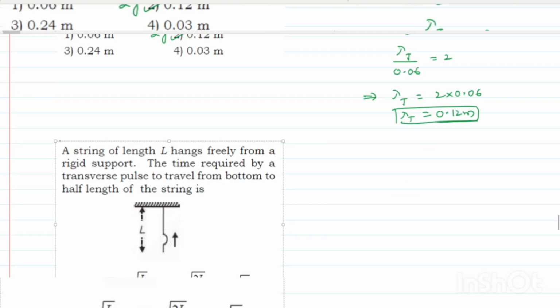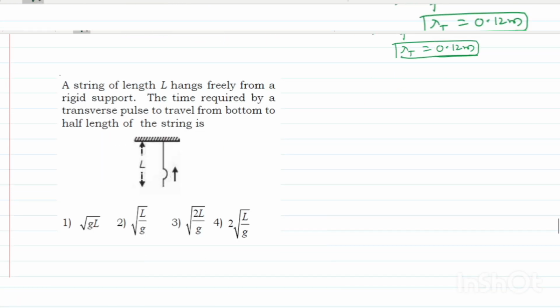Let us see the next question. The next question says a string of length L hangs freely from a rigid support. The time required by the transverse pulse to travel from the bottom to half of the length, they are asking. The time taken to travel the wave, the formula will be T equals 2 into root over L by g. This is the basic formula for the travel time.